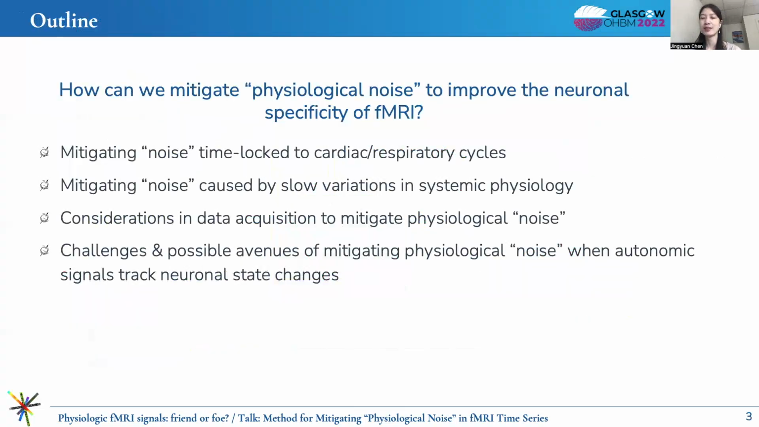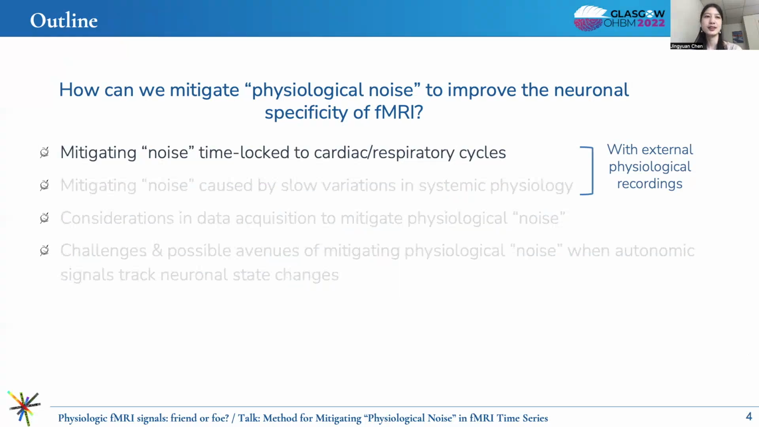So for my talk, I will first introduce how we can retrospectively correct for these physio noise at different temporal scales, and to separate my mission from the talk by Cesar, I will focus on the denoising approaches based on external physiological recordings. And I will then highlight some additional considerations on the acquisition side to mitigate noise. And finally, I will highlight some challenges of denoising when these autonomic signals track neuronal state changes, and also highlight some potential avenues to correct for physio noise in these situations.